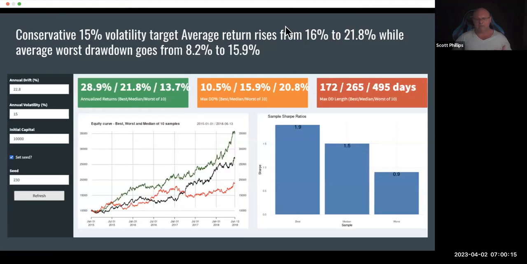Okay, so let's move up to a conservative, which is a 15% volatility target. This is lower than what most of you guys are going to use. So our average return goes from 16 to 21.8%, while our average worst drawdown goes from 8.2 to 15.9.